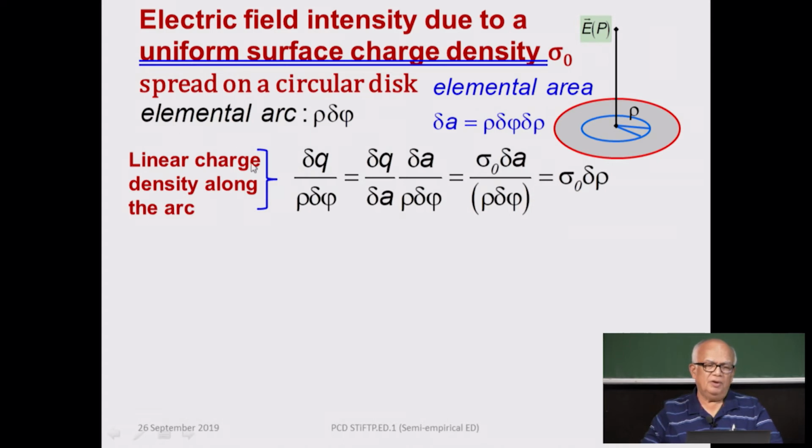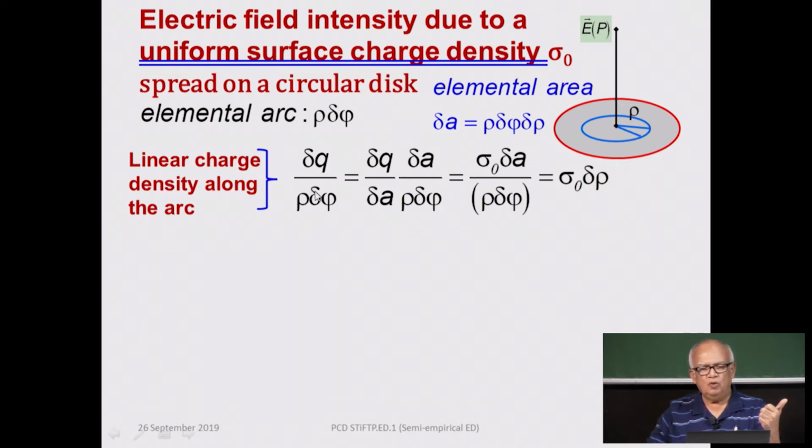So, we will use this line charge because we just did it in the previous example. So, if you take the line charge, then it is over this particular segment. This segment arc length is rho delta phi.